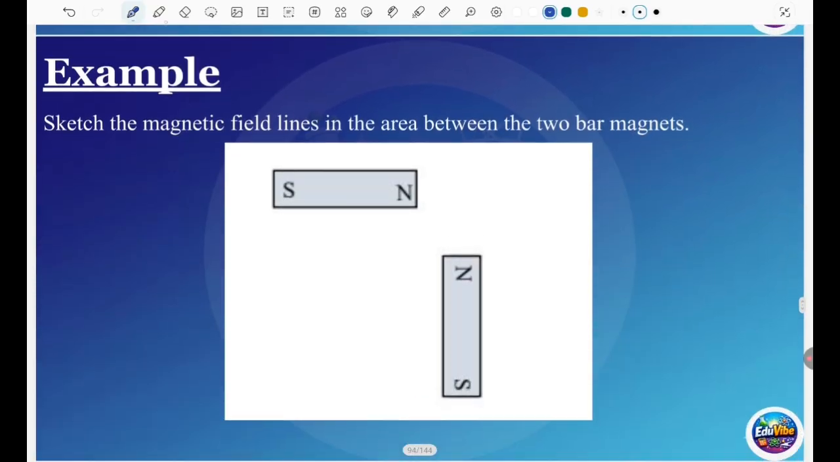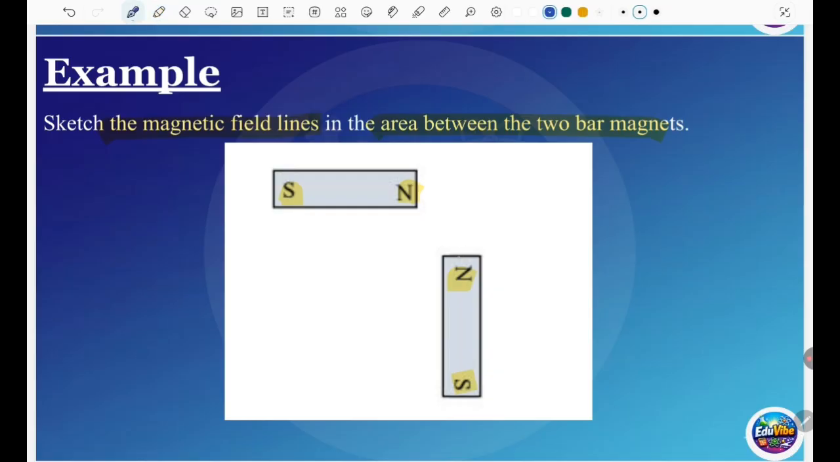For the next one, we have to draw the magnetic field lines in the area between the two bar magnets. How can we draw that? If we have a south pole, and this is the north pole, north and south. The north poles will not be attracting each other. They make magnetic fields. So what will we do actually?